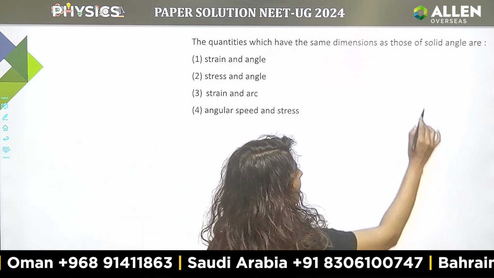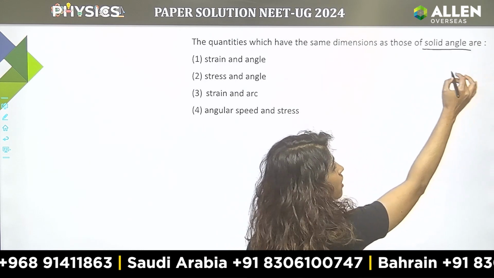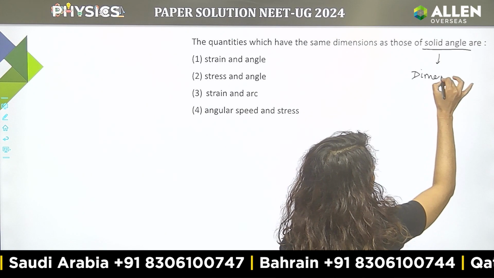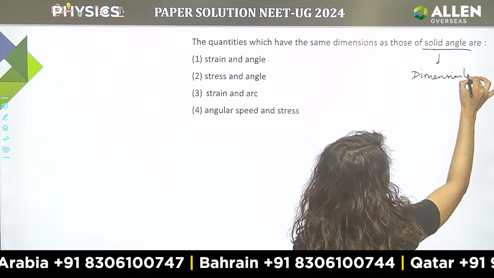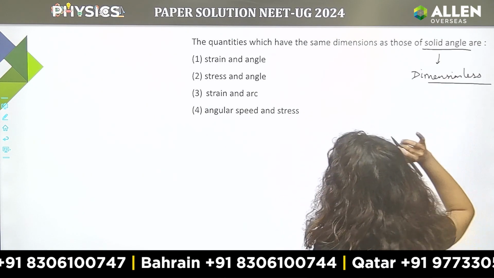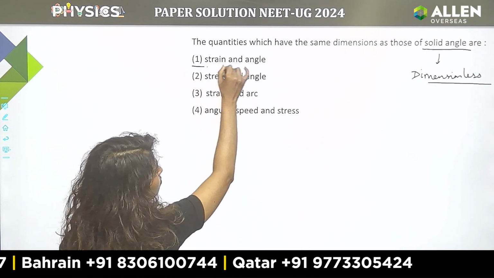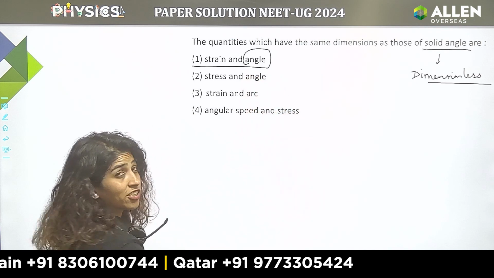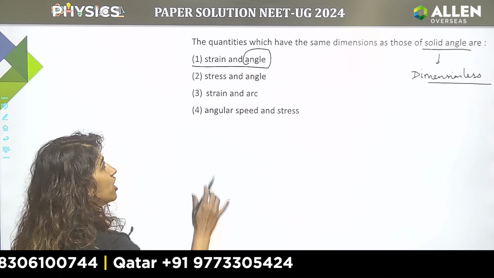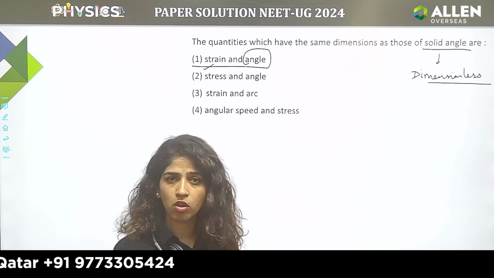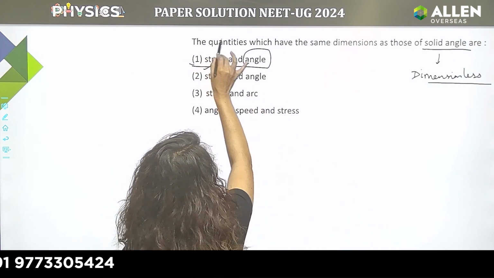Quantities which have the same dimension as that of solid angle. Now solid angle has a unit steradian, but it is a dimensionless quantity. Since it is dimensionless, we have to check which others are dimensionless quantities. Very simple, angle has unit radian, but it's a dimensionless quantity. Strain is also a dimensionless quantity, change in length upon original length, which tells us this is our answer.